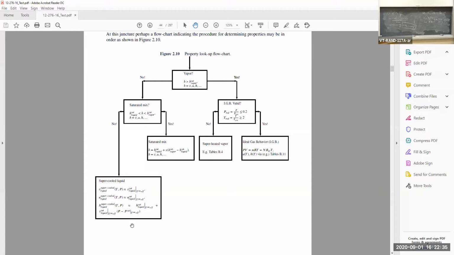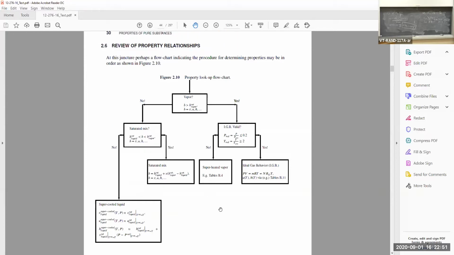I suggest you keep this table handy, and it makes it easier to do problems where you may have various states and phases to deal with, okay? So I do want to point out this flow chart that you have in section 2.26 in the notes.